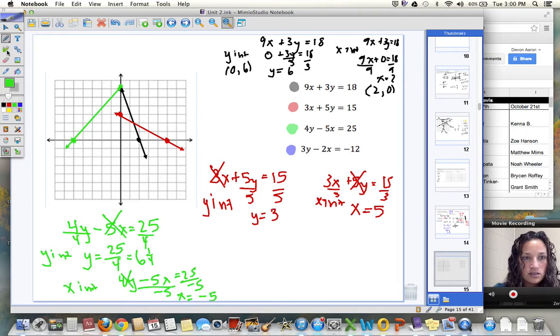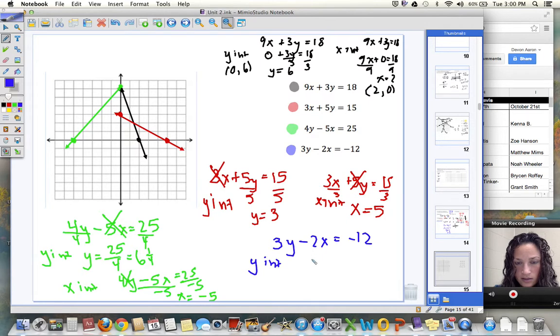And my last one is going to be blue. I'm going to put that down here. 3y minus 2x equals negative 12. I want my y-intercept, so I set my x to 0. I'm going to divide by 3. My y is going to give me a negative 4, so now I can go down 1, 2, 3, 4.